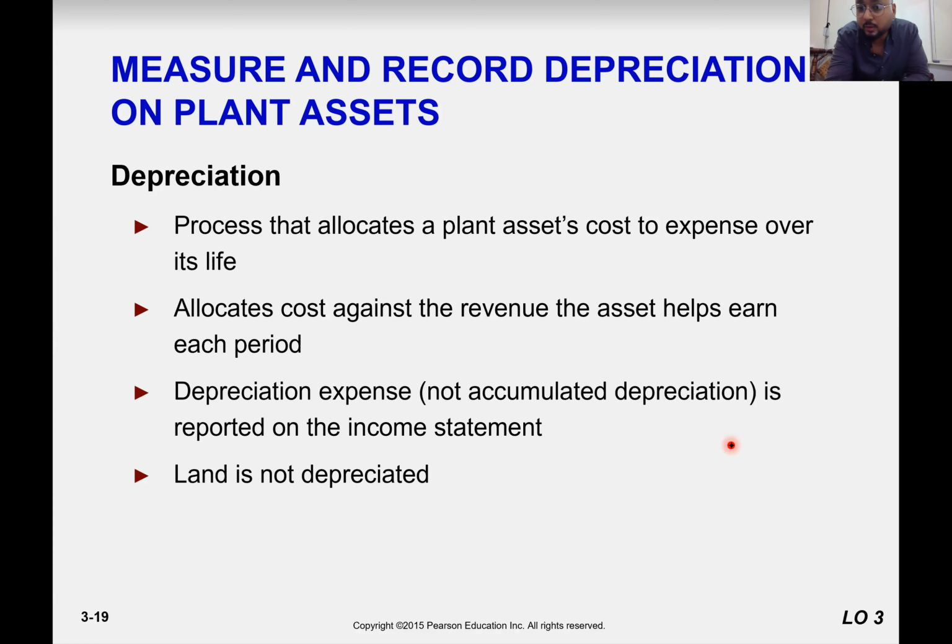So that's why it is shown on the balance sheet. But for depreciation expense, the focus is on expense. Expense will go to the income statement. And we already know that land is not going to be depreciated.